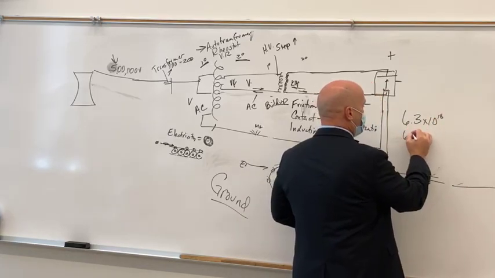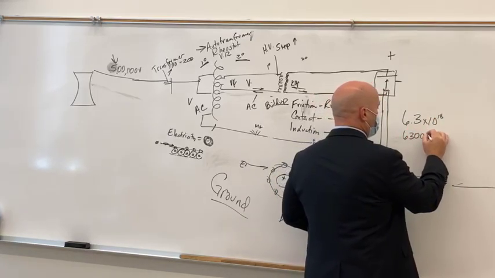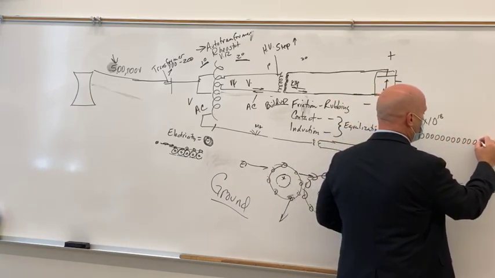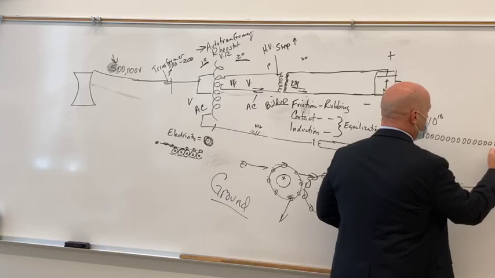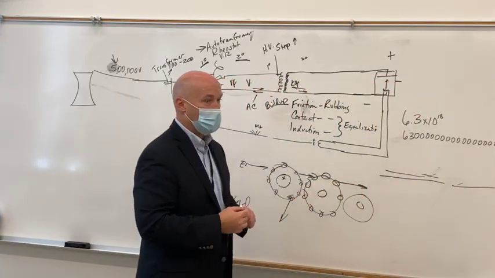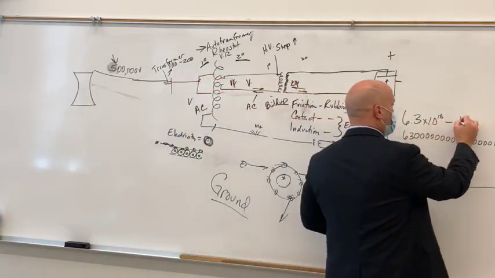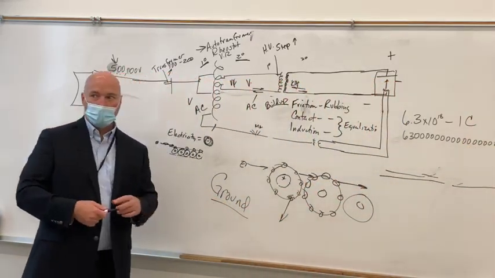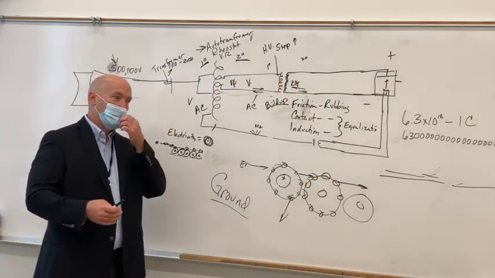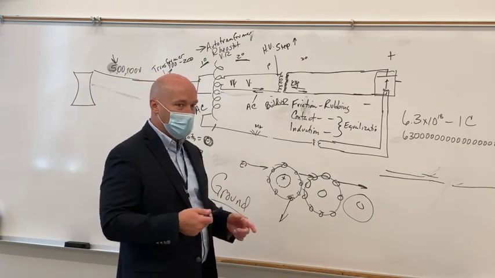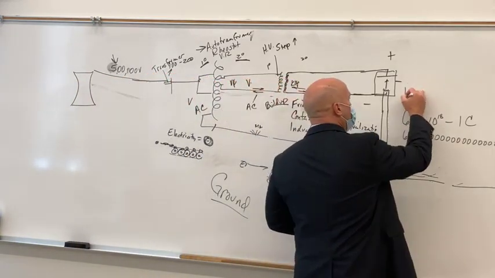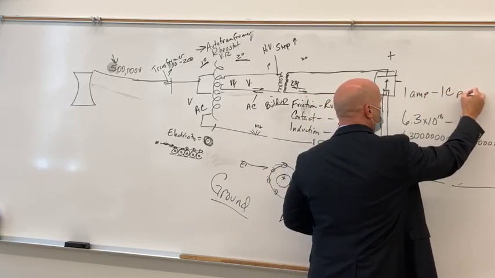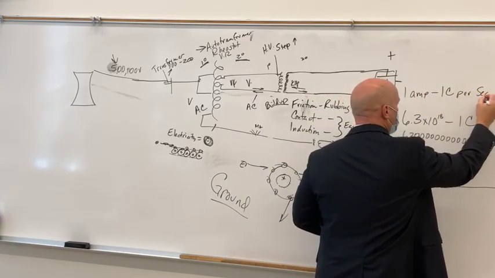That would be 1, 2, 3, 4, 5, 6, 7, 8, 9, 10, 11, 12, 13, 14, 15, 16, 17, 18 electrons for a useful charge of 1 coulomb. Okay? So a coulomb is just a measure of electrons. And there's a direct association between a coulomb and an amp. 1 amp is 1 coulomb per second flowing through a circuit.